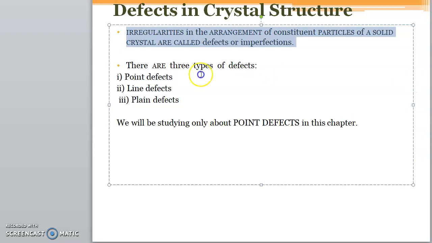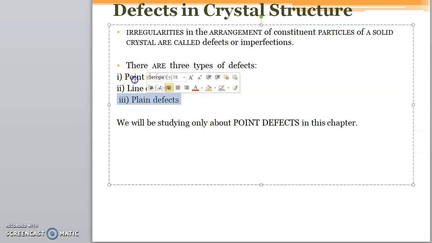So what are the three types of defects that we're going to look at? Point defects, line defects, and plane defects. These words are self-explanatory, my dear students. When we looked at the crystal lattice, remember I told you it looks like a mesh. A mesh with intersecting lines, there are points which we call lattice points, and the entire structure is called a crystal structure or a lattice. So there are points in it. If there is some problem with the points, it's called a point defect.